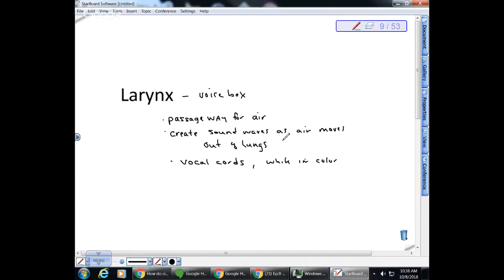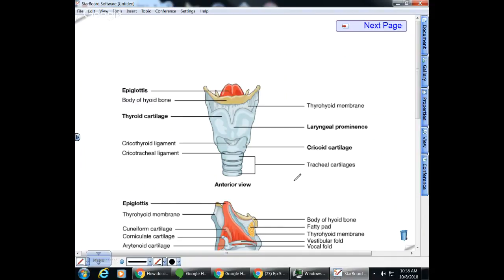Very strange. Okay, so if we look at the structure of the larynx, remember that it is a structure that is protected by the hyaline cartilage. And so we have the Adam's apple, which is actually the thyroid cartilage. The reason it's called thyroid is because your thyroid gland sits right there on top of it when you dissect the neck region out.